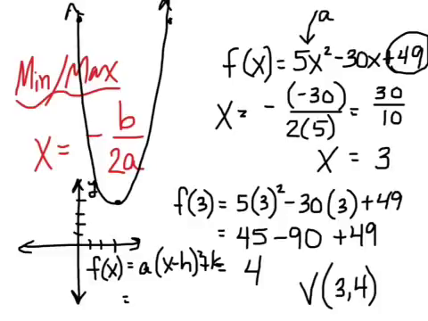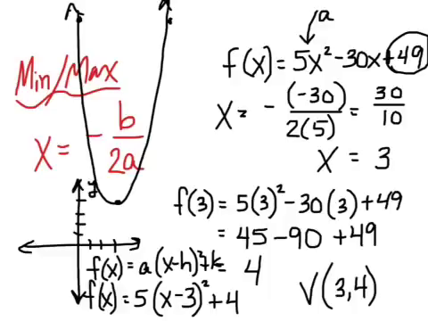It's in that form of a quadratic function to begin with. So my a is 5 in this case. And then (x minus 3), because that was the h, squared, plus the 4. And now I've got it in vertex form, whatever you want to call it. And I didn't have to do the completing the square in order to get that.